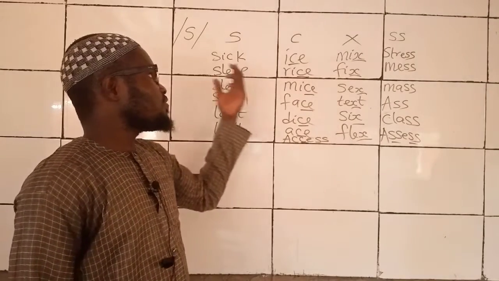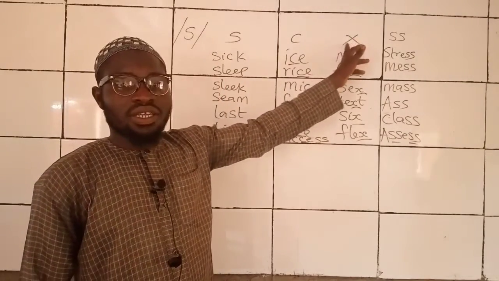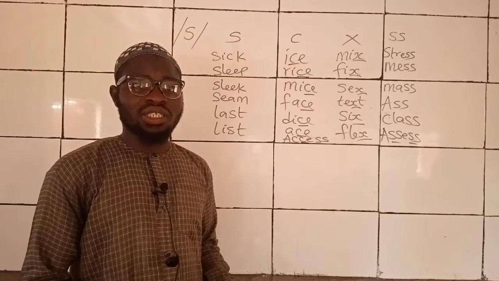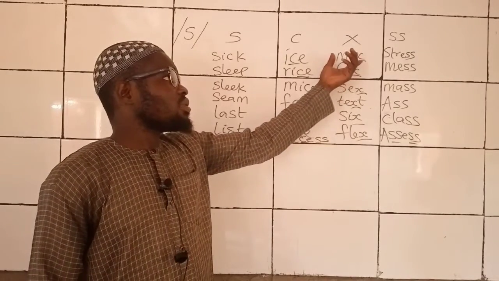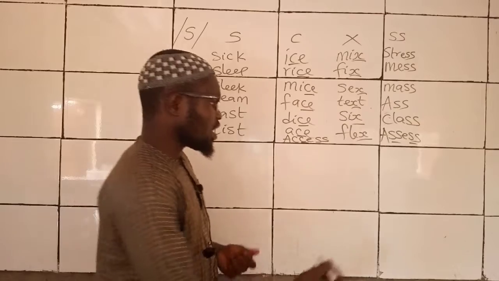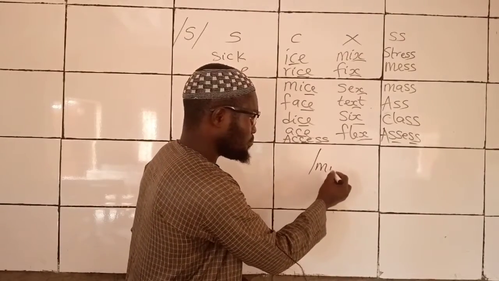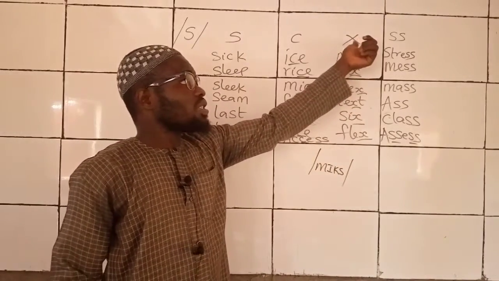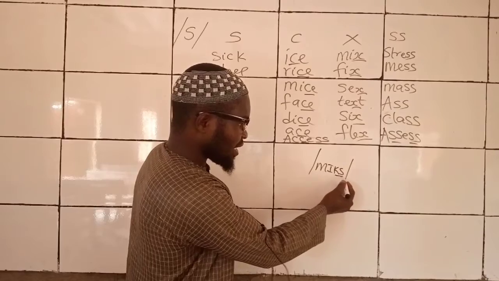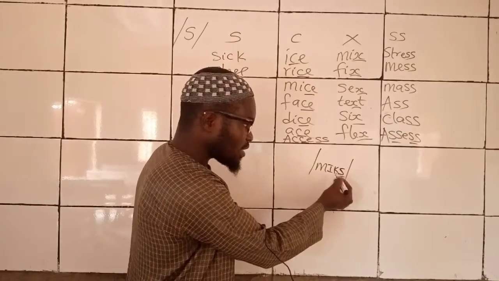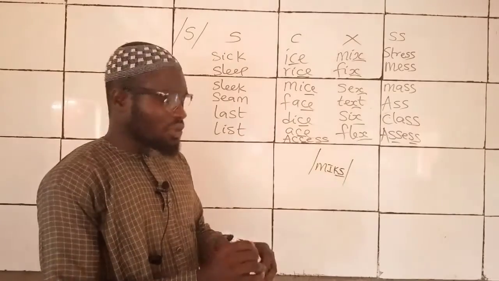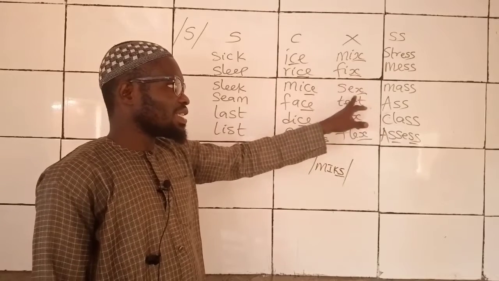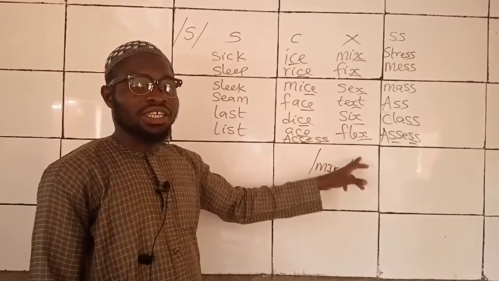The next representation of the sound S is letter X. So letter X has two sounds in it. It has the K and the S. For example, in the word mix, it is to be transcribed this way: E, K, and S. Then we have mix. So that means with this letter we have two sounds, K and S. So whenever we have the X letter like this, we have mix, fix, sex, text, six, and flex.